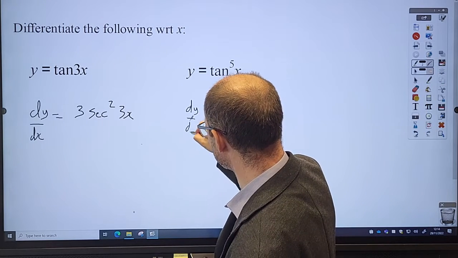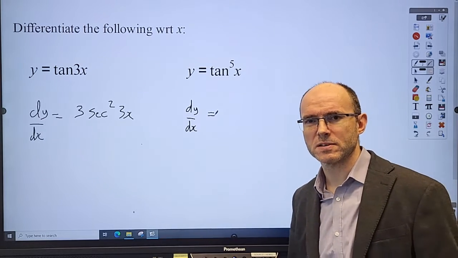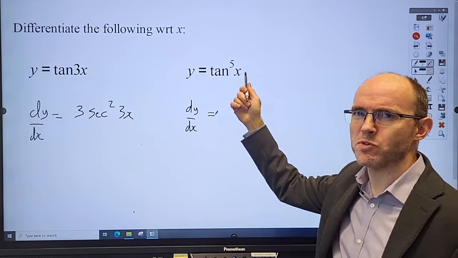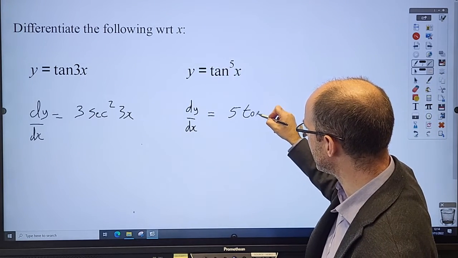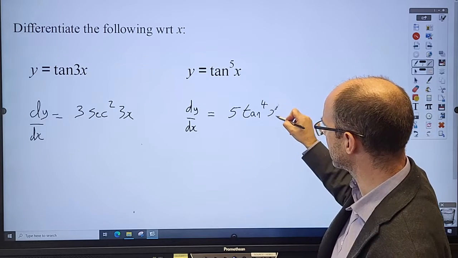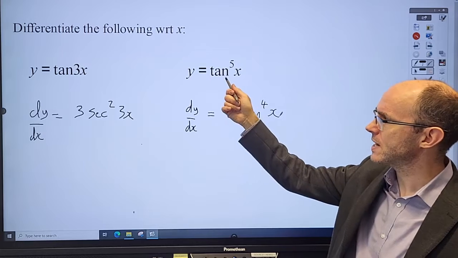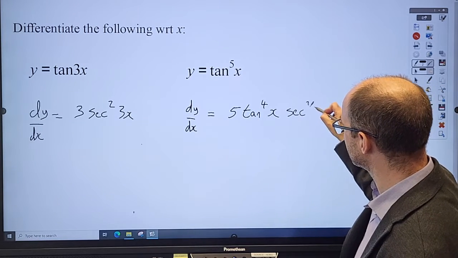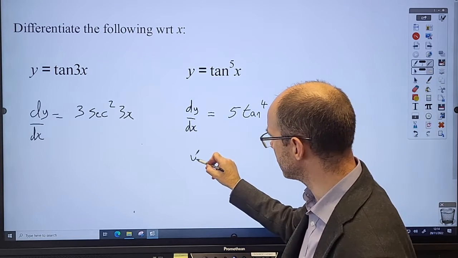Right, this one here. Going on from what we had before, I've already done sine to the power of 5x, cosine to the power of nx. So this one here, same again, bring the power down. So 5, and then you have tan to the power of 4x. Notice the similarities between what we did before and this one here. Then you differentiate the tan x, which is sec squared x, of course. That's it. Done.